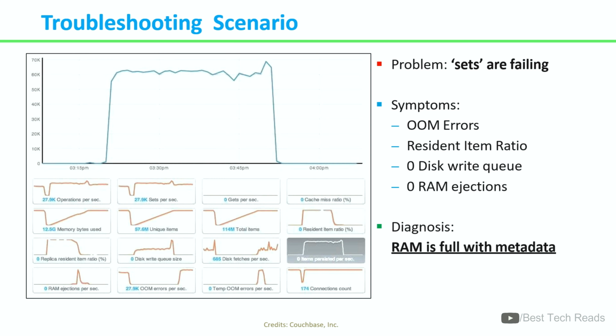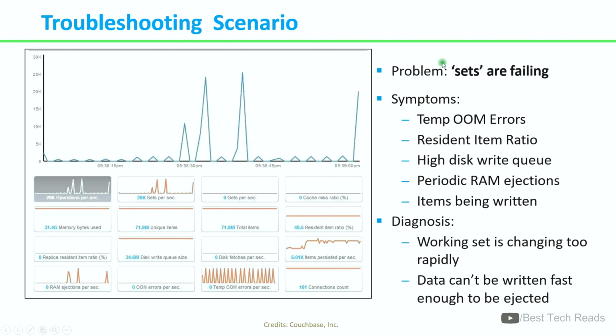This is a troubleshooting scenario where the sets are failing. The symptoms are out of memory errors and the resident items ratio. You can see here the graph is showing a spike, 0 disk write queue which is showing here, 0 RAM ejections you can see here, and after diagnosis we can see RAM is full with metadata.